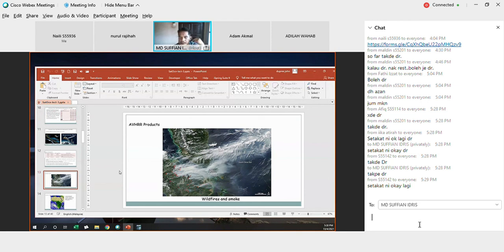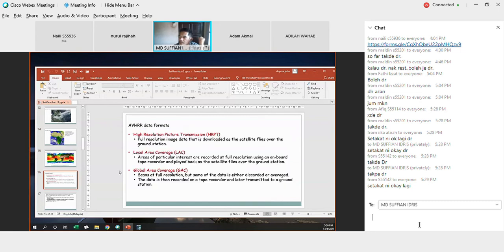We have two that are most important: the first is AVHRR, the second is MODIS. And then this one is a product. For the data format, what I remember you should know is what a LAC is, local area coverage, and what a GAC is, global area coverage. HRPT is more about the antenna, or the ground receiving station used to obtain the data.